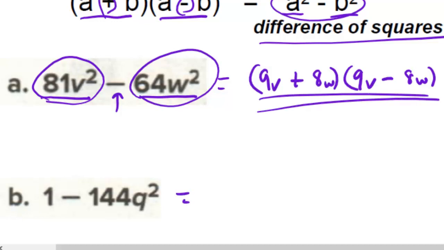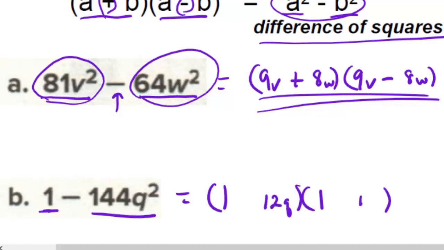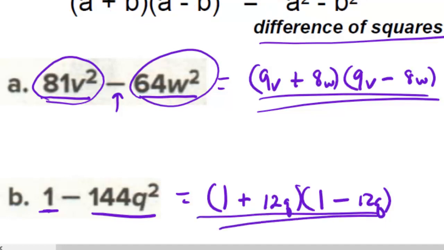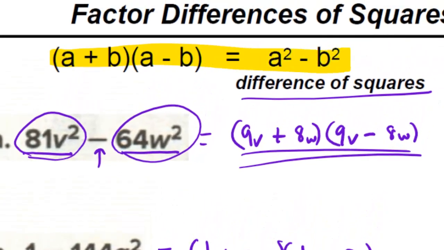For part B, we're going to do the same thing again and set up the two binomial parentheses. This is a perfect square, and the square root of that is 1, so I put a 1 in both positions. Both of these are perfect squares, so I take the square root of those, and I get 12q, and I'll put those in both positions. To make it an actual difference of squares, one needs to be positive and one needs to be negative, so plus and minus. And this is our factored form. You may want to write this down in your notes.